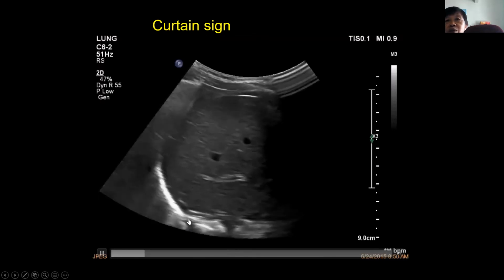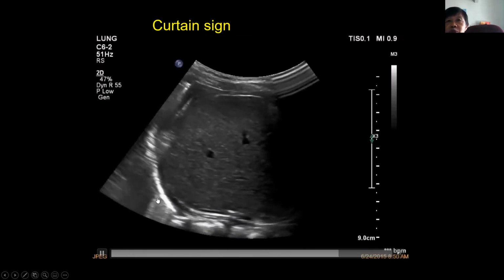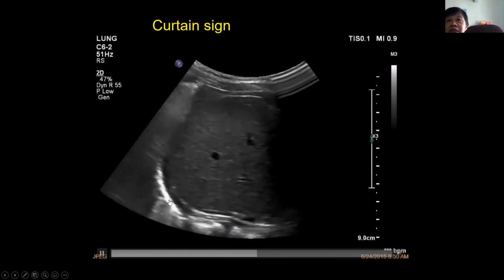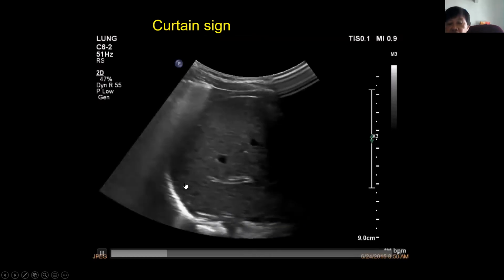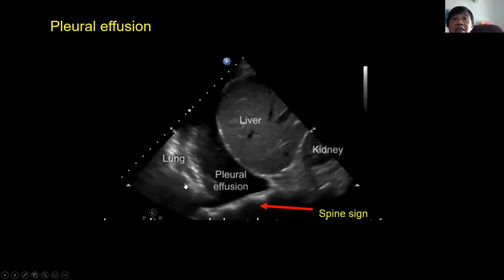We need to make a note of this because it will help us in subsequent slides, because basically when you look at this side, you are looking for pleural effusion. So the next slide will show you how the pleural effusion will look.